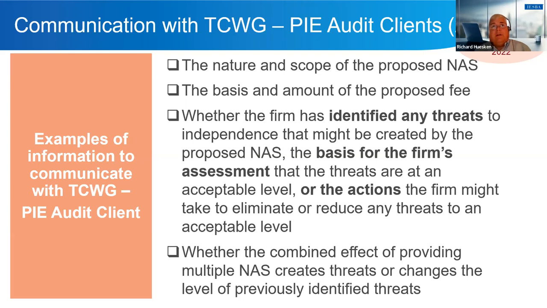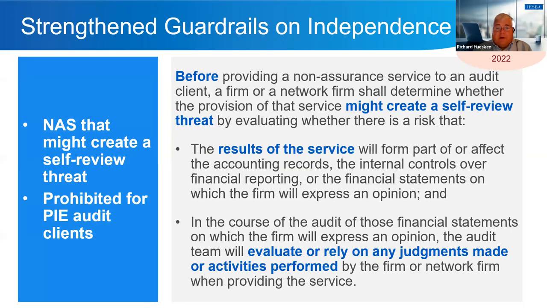Importantly, if we go to the next slide, the NAS project focused on revising the code on the view that for a PIE, or public interest entity, if there is a service that might create a self-review threat, that service would represent a level of threat for which safeguards could not reduce that threat to an acceptable level. And as such, it identified when it is a situation where the services might create a self-review threat.